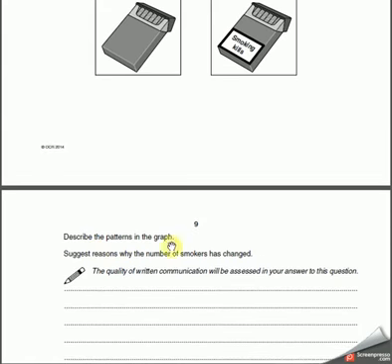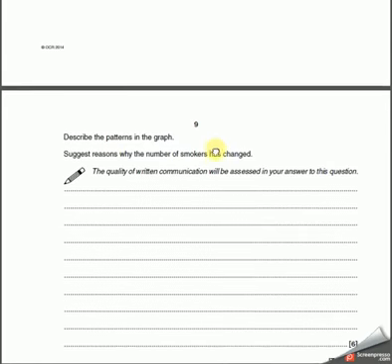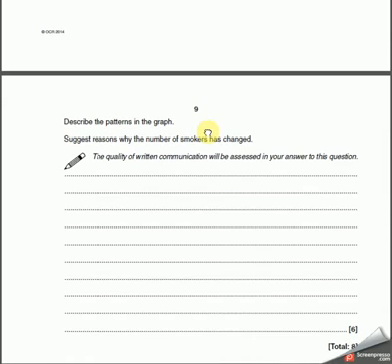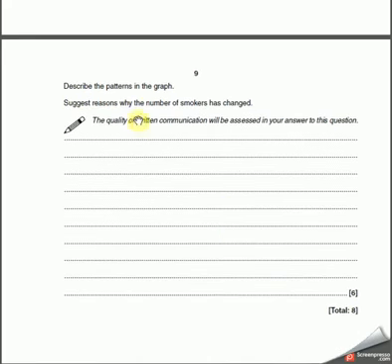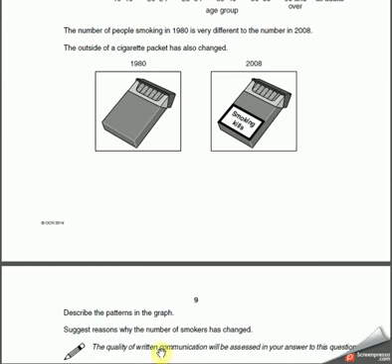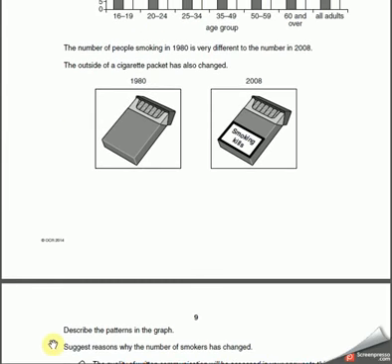Okay, describe the patterns in the graph, suggest reasons why the number of smokers has changed. Okay, now the key point in this question is, first of all, this is 2 questions really, isn't it? I did say to you guys before in class that they split the question up. It's not just one simple question. The first bit is describe the patterns in the graph, and the second bit is suggest reasons why the number of smokers has changed. Okay, so let's look at that. Let's look at the graph in the first place. Let's do this bit first.